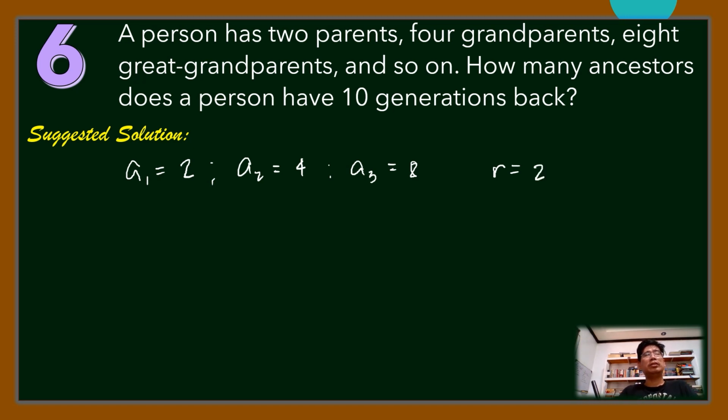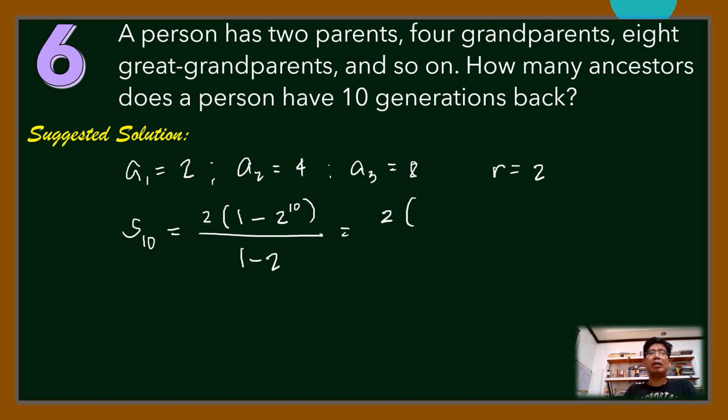Asking for the number of ancestors a person has 10 generations back, we are looking for S of 10. Solving for S sub 10, we have A sub 1 times the quantity 1 minus the common ratio raised to n, that is 10, over 1 minus the common ratio. So we have 2 times 1 minus 2 raised to 10, which is 1024, over negative 1.